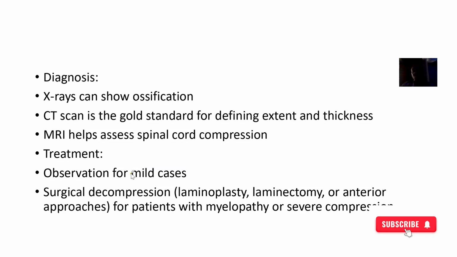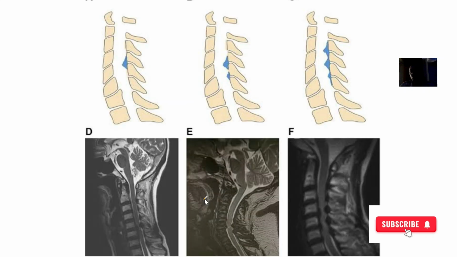Treatment is, if it is mild, observe. If it is severe, you have to do surgeries like laminoplasty, laminectomy, just to increase the space between the ligament and also the spinal cord, because the ossification is not really a problem, but it's impinging on the spinal cord that is actually the issue here.